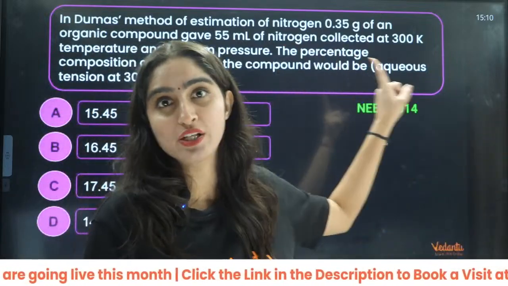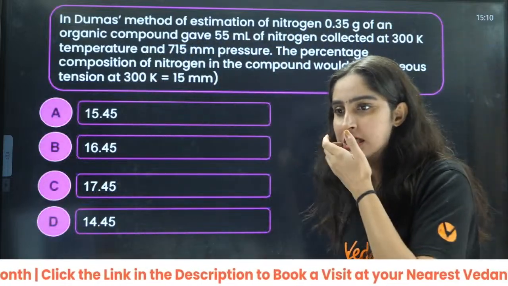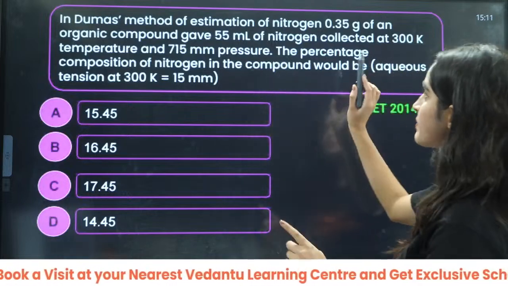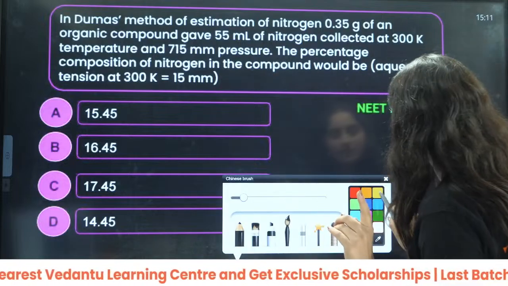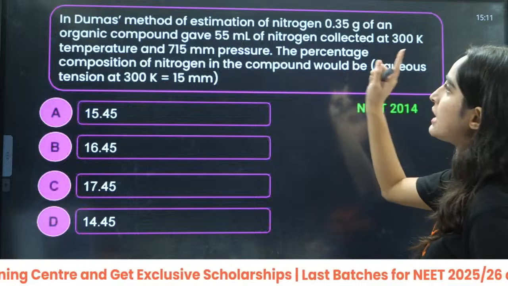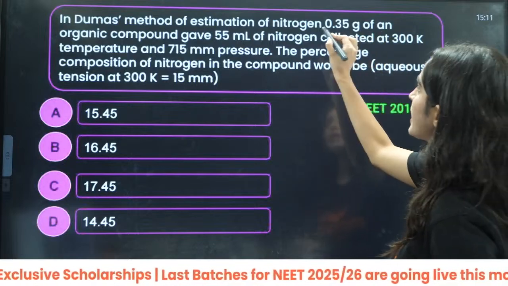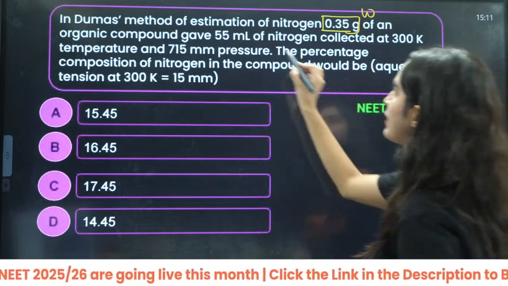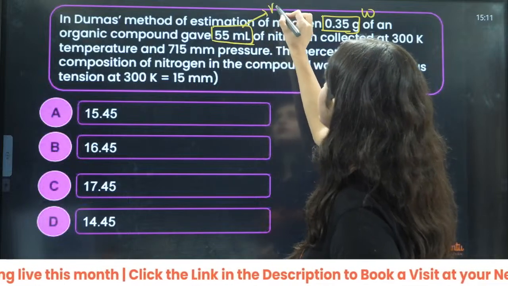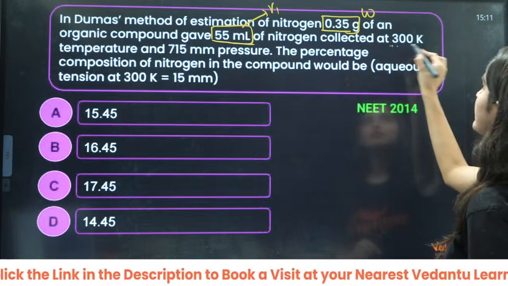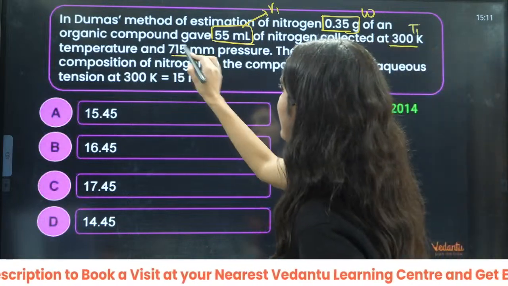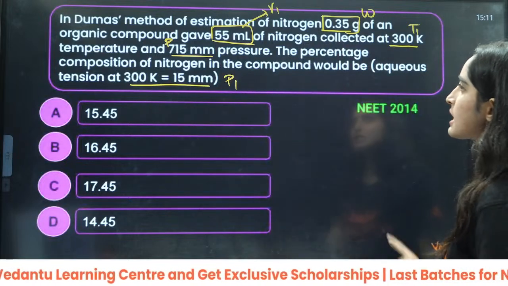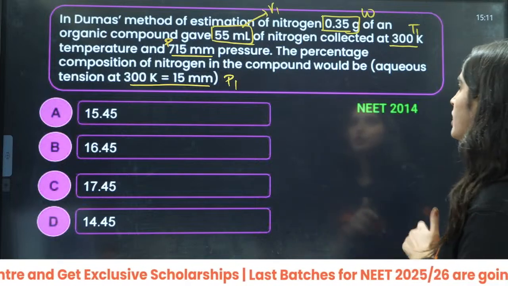This is the most predictable question of this chapter, Dumas method, right? If you're able to do this, that means nobody can beat you. In Dumas method, the estimation of nitrogen, let us firstly see which is P1, P2 and all of that. Estimation of nitrogen of this gram of an organic compound, this is your W, gave 55 milliliter of nitrogen, this is your V1, collected at 300 Kelvin, that is your T1, and this is your pressure. And this is your P1, atmospheric, this is aqueous tension, right? The percentage of composition of nitrogen in the compound would be, right?